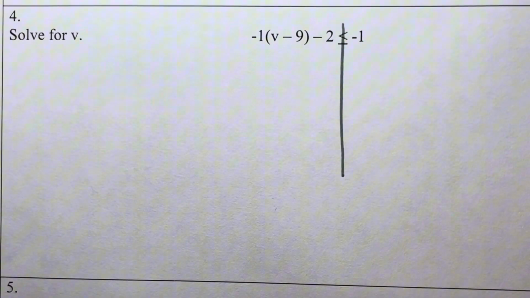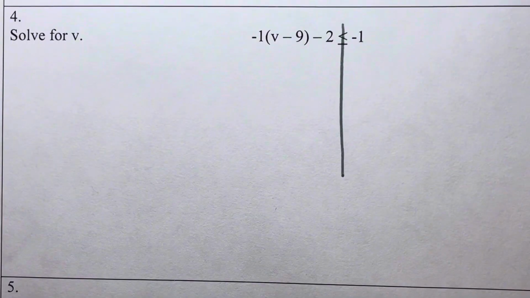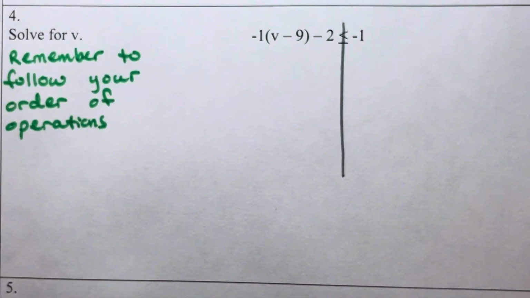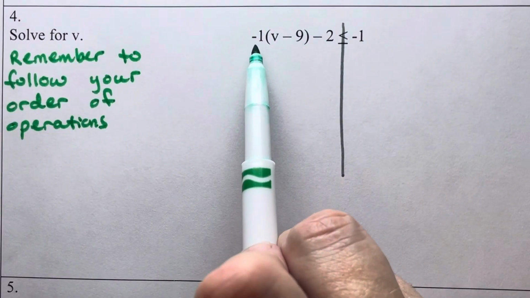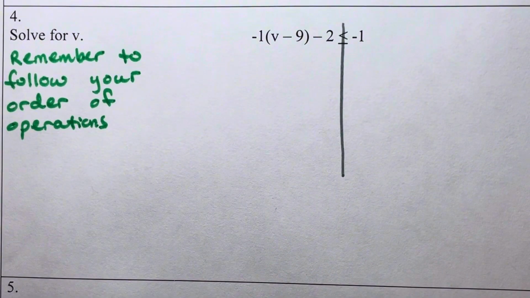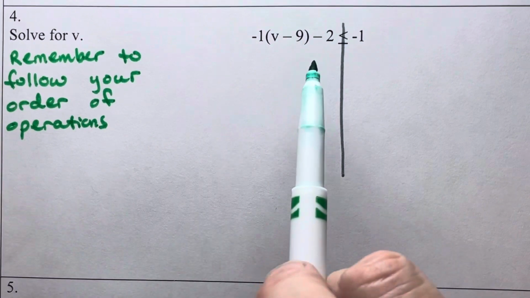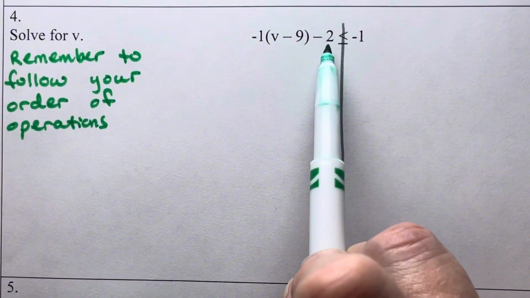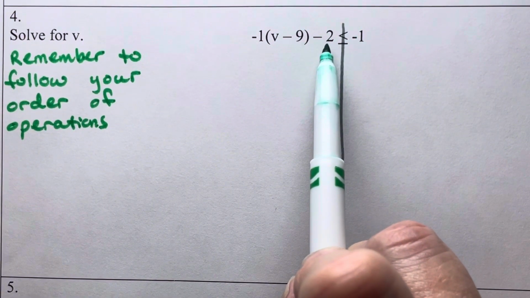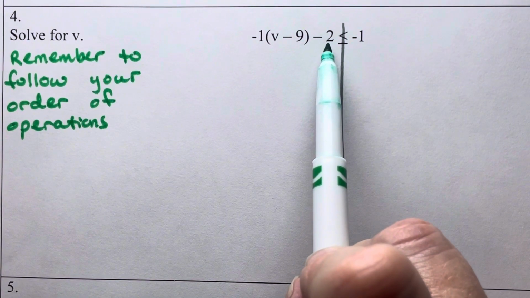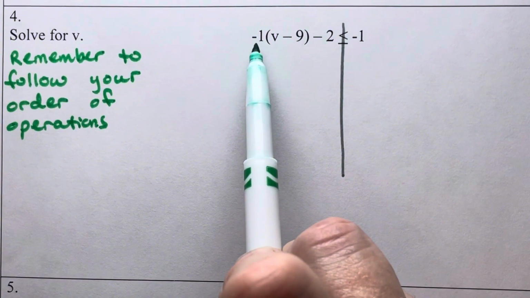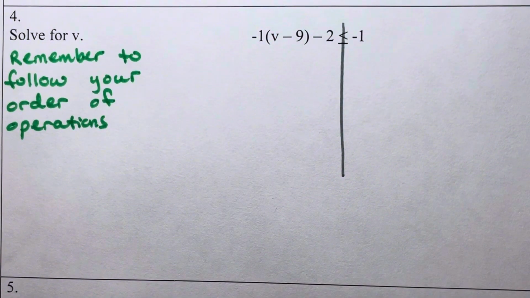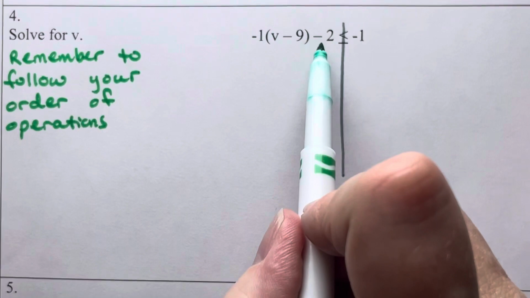There's a little more going on with this inequality than with our previous examples. So we have to remember our order of operations. Before we can deal with the negative 1 out in front of the parentheses, we have to get rid of the 2 that is also outside of the parentheses, because we get rid of things that are adding and subtracting first before we deal with things that are multiplying and dividing in most cases. So how do you get rid of the 2?